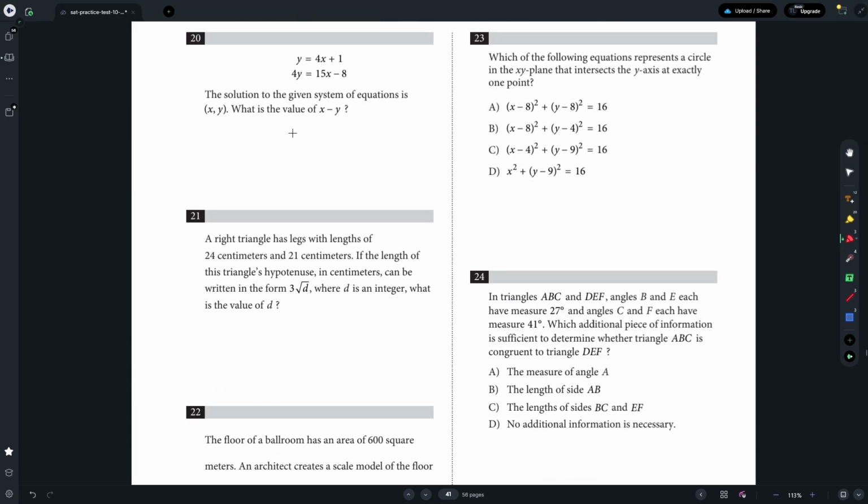The solution to the given system of equations is (x, y). What is the value of x minus y? This is a very simple system of equations, like we did before. Instead of solving using elimination, this question is actually easier by doing substitution. Reason being, y is already given to you. They already have y solved for in terms of x. So all we have to do is substitute y in this equation as 4x plus 1. Let's go ahead and do that.